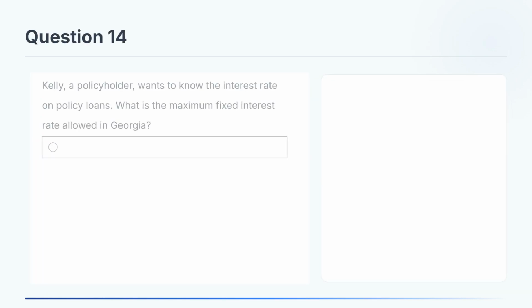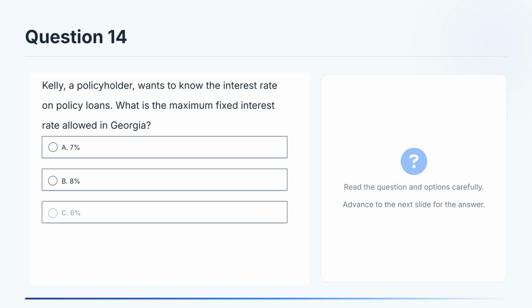Question 14 is a specific Georgia regulation question. Make sure you memorize this. Kelly, a policyholder, wants to know the interest rate on policy loans. What is the maximum fixed interest rate allowed in Georgia? A. 7%, B. 8%, C. 6%, D. 9%.